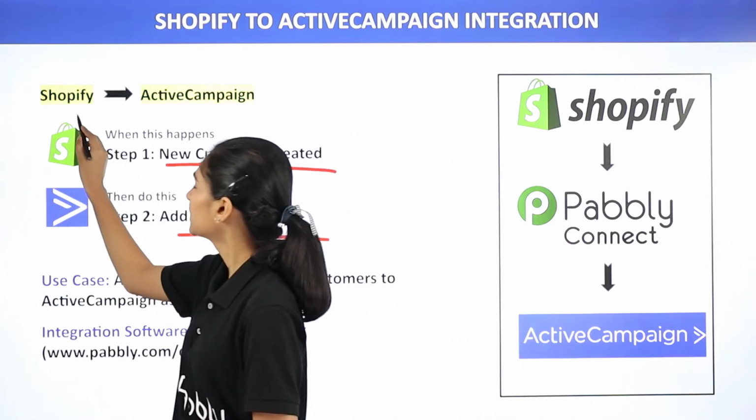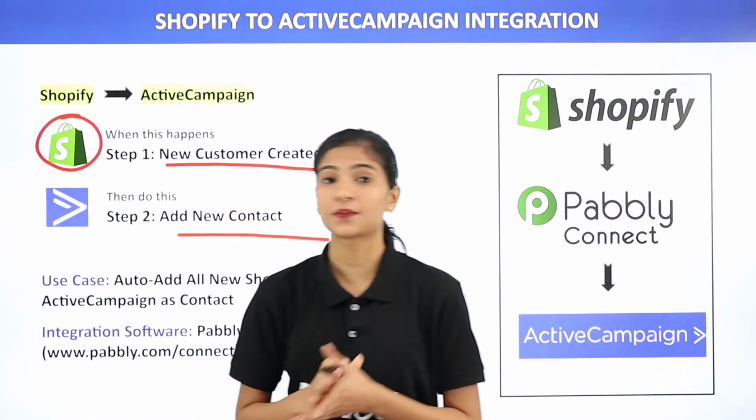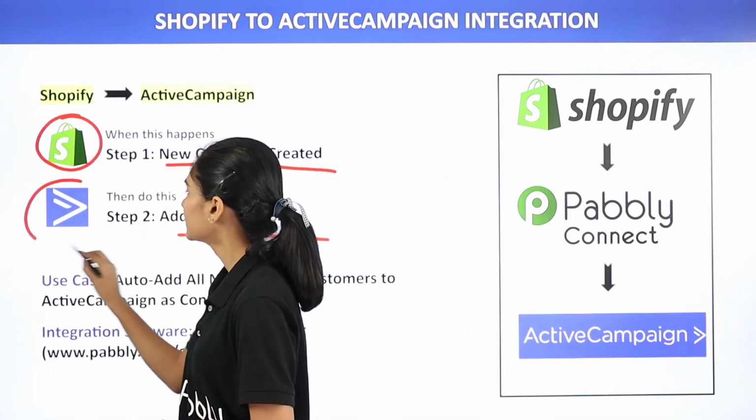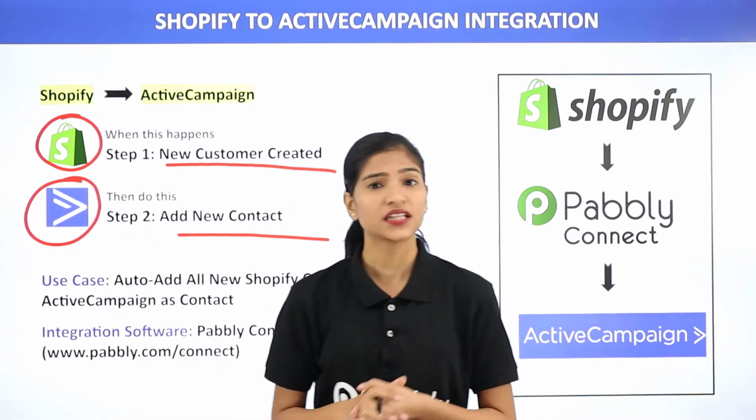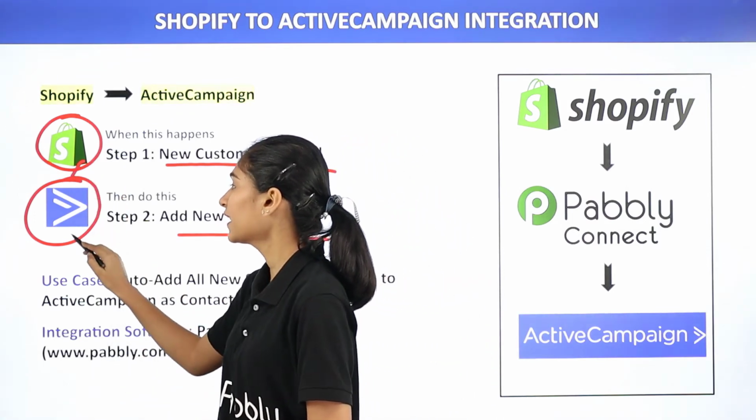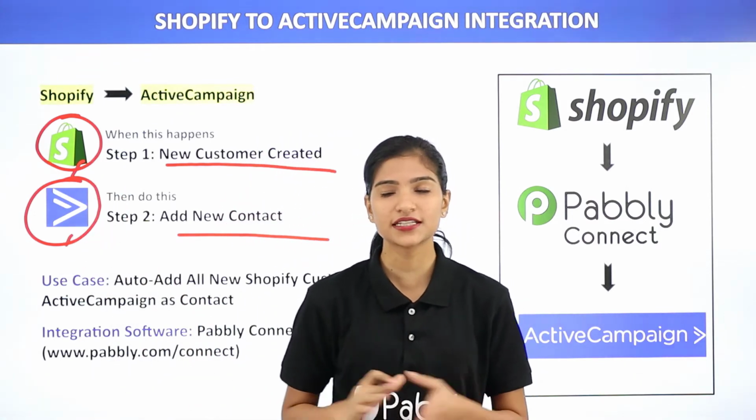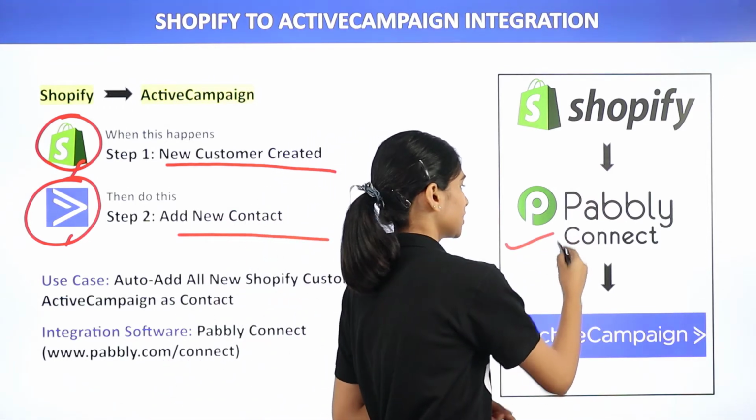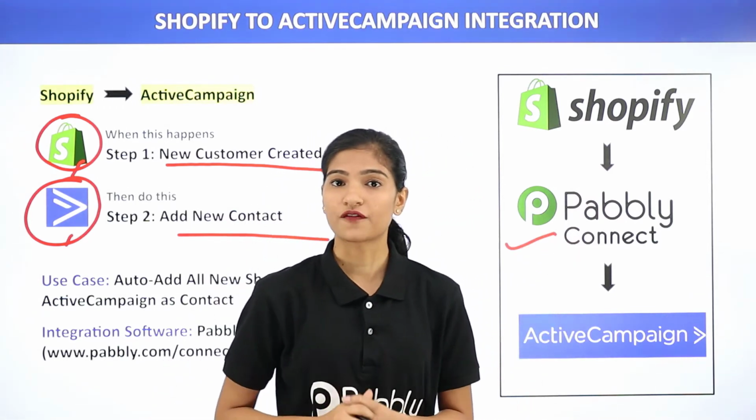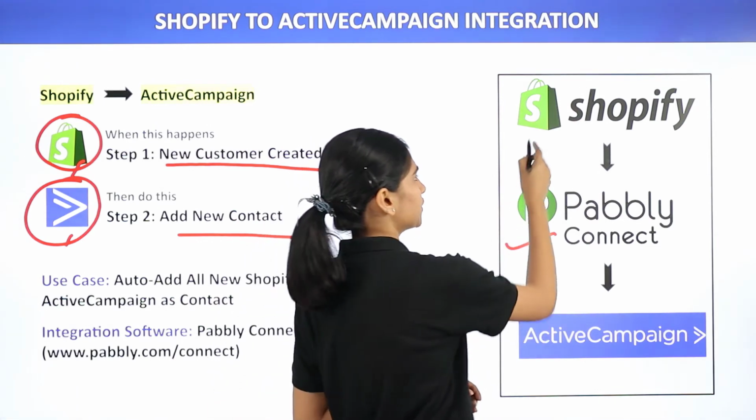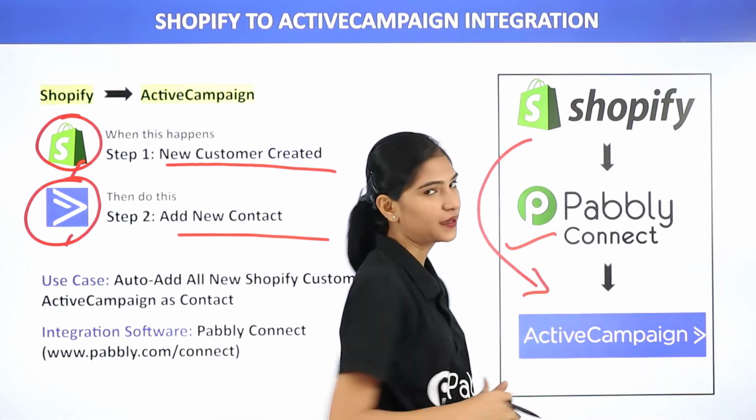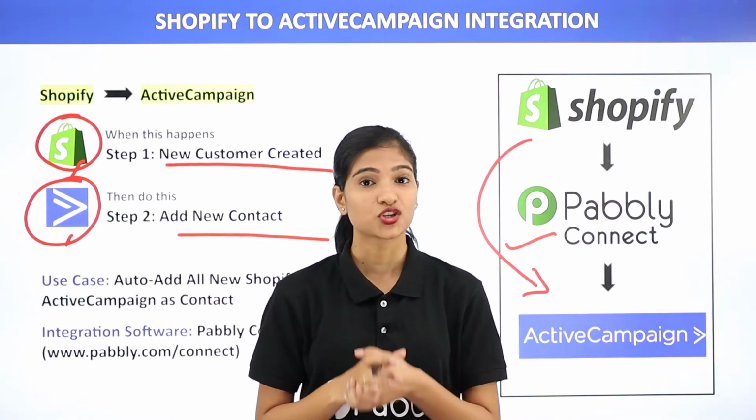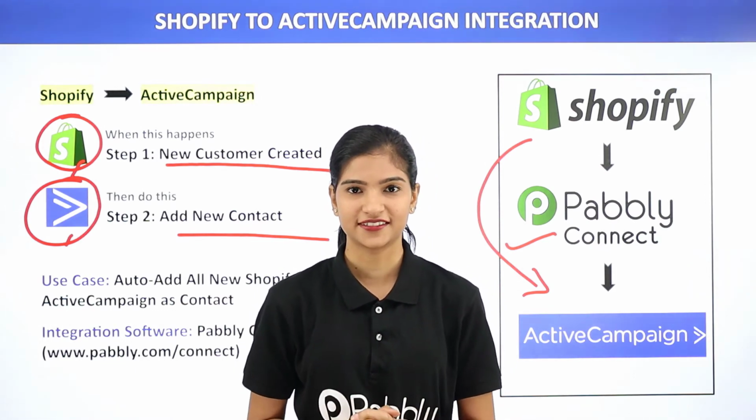So Shopify is an e-commerce platform where you can set up your online store and sell your products, whereas ActiveCampaign is an email marketing software. The issue here is that Shopify and ActiveCampaign don't have any integration between them, and that is why we are going to use Pabbly Connect. So Pabbly Connect is an integration software which will help you to transfer data from Shopify to ActiveCampaign. The best part here is you don't require any knowledge of coding. So let me show you this on my screen.